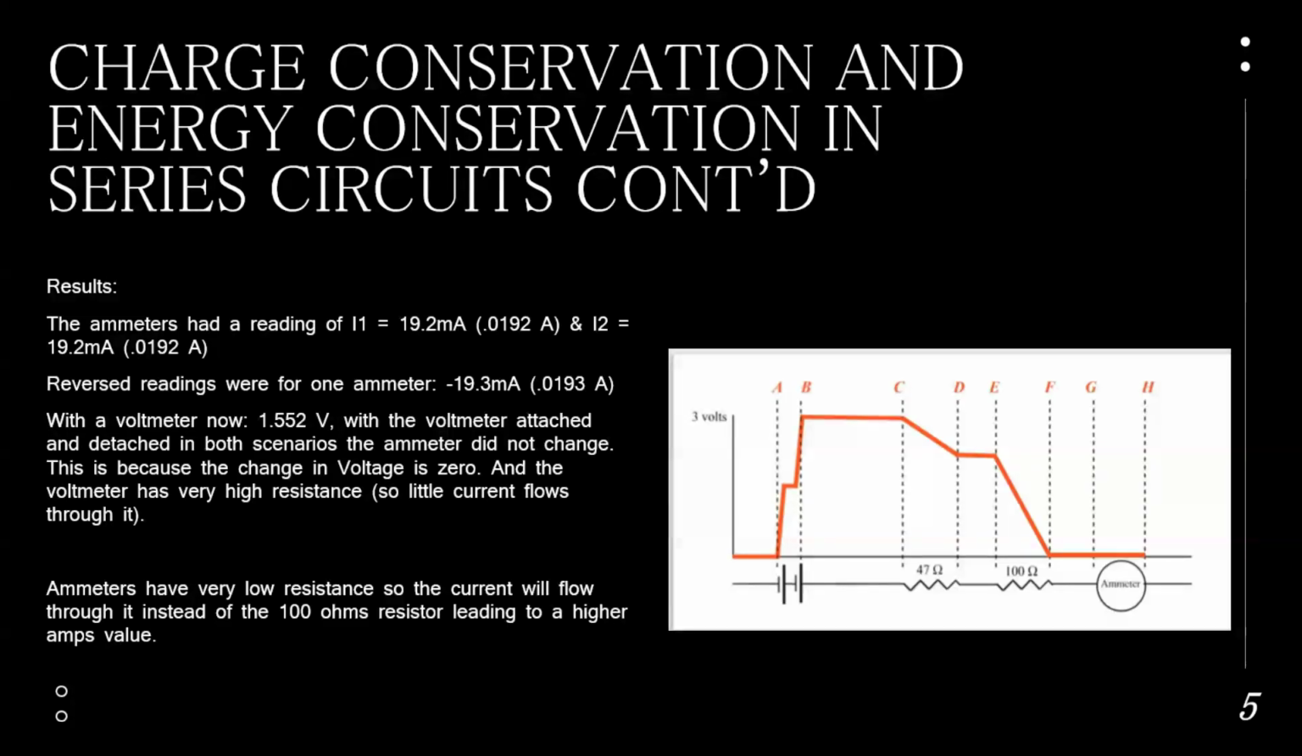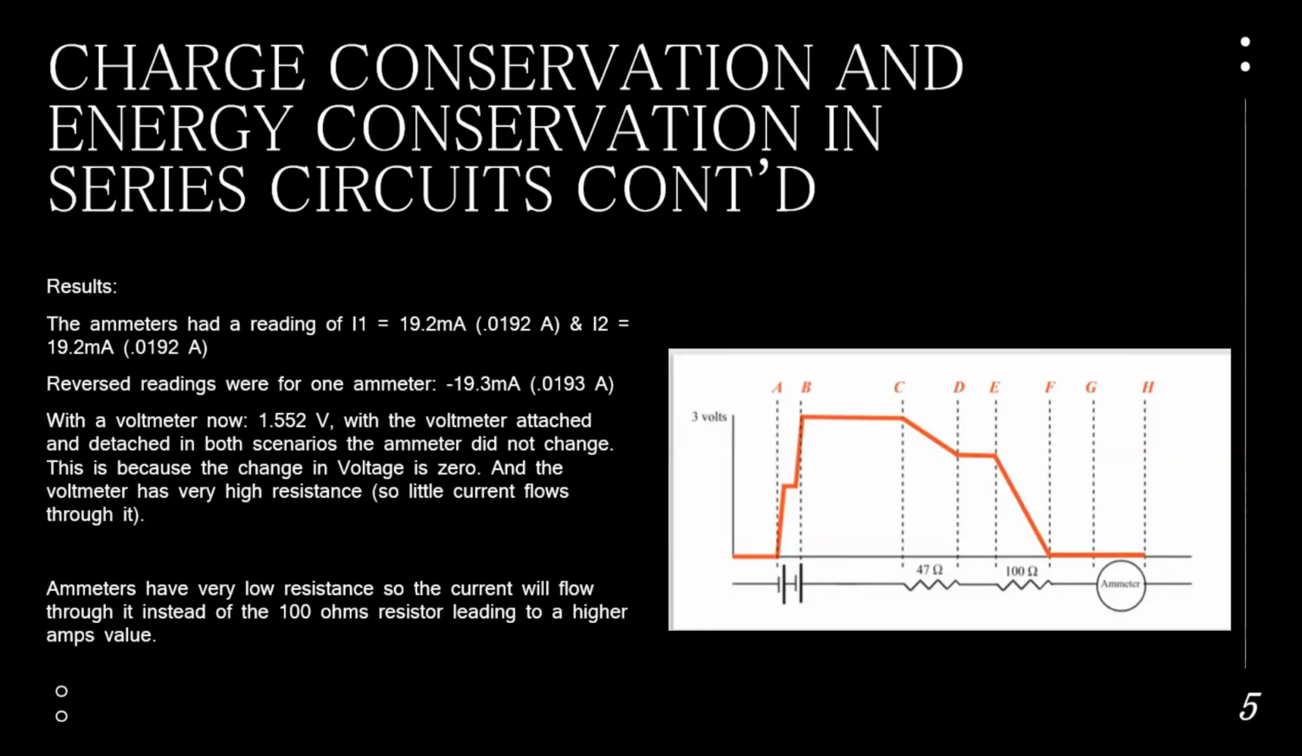Now, the results. The ammeters had a reading of I1, so for the current, which was equal to 19.2 milliamps, which converted to amps is 0.0192, and then I2, which was also equal to 19.2 milliamps, which is 0.0192 amps total. When we reversed the readings for one of the ammeters, we got a negative version. So we got negative 19.3, so a slight difference.